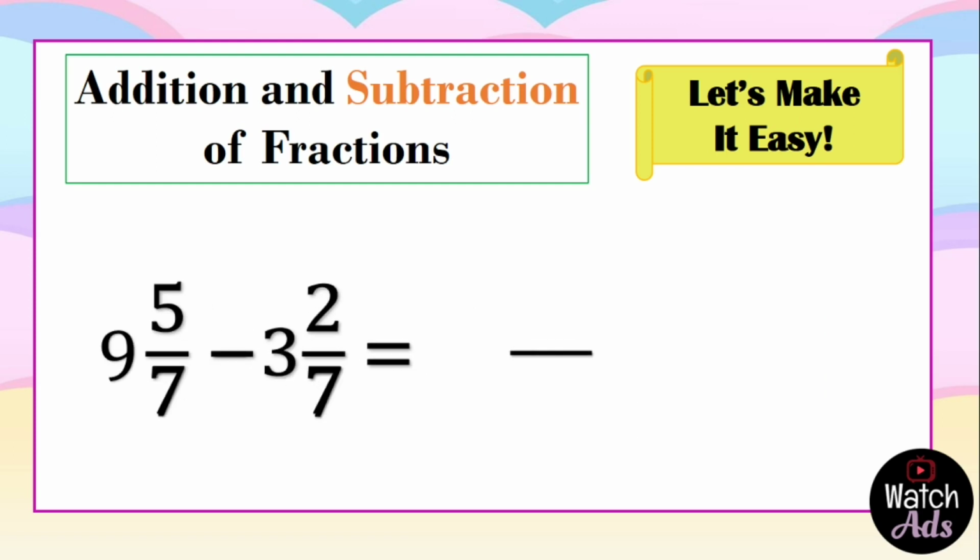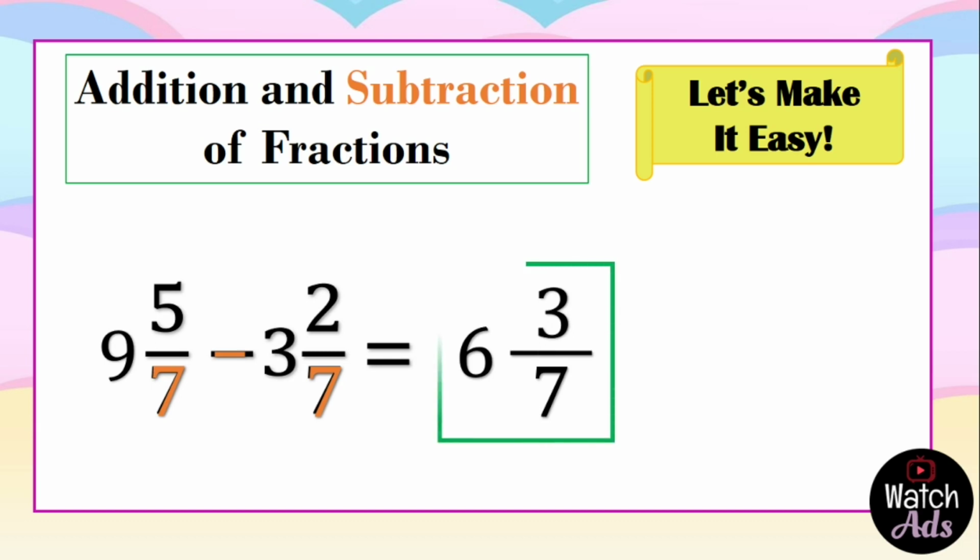Let's move to subtraction of fractions. In this case, we are going to subtract mixed numbers whose proper fractions are similar fractions. First, we subtract the whole numbers 9 and 3. 9 less 3 is equal to 6. Then, let's move on to the fraction part. The common denominator is 7. We copy and then subtract the numerators. 5 less 2 is equal to 3. And that's our final answer.